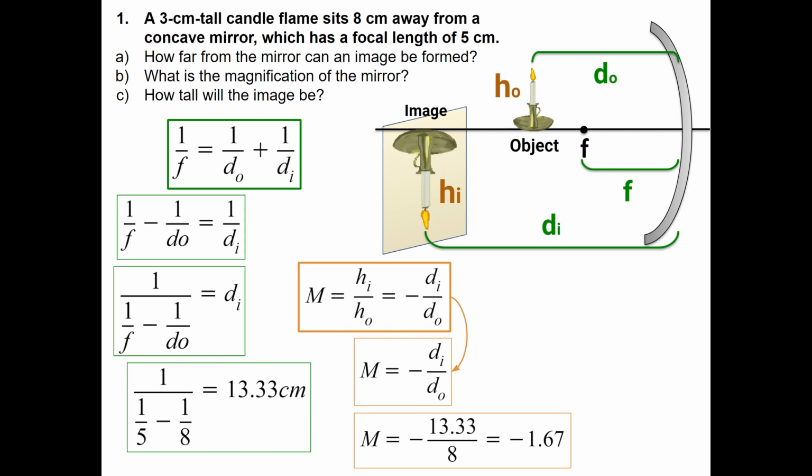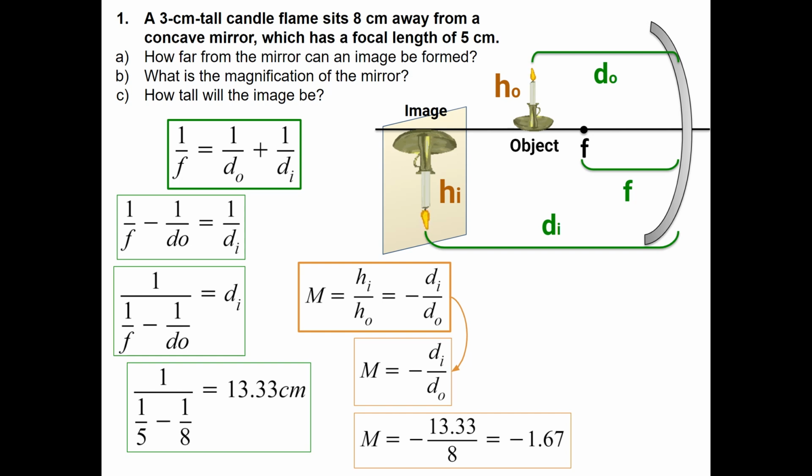And what does the negative mean? Well, the image got flipped upside down, so there's the meaning of negative. A negative magnification means your mirror is going to be flipping images. And the 1.67, well, that's a number that is greater than 1, and so that tells me that my images are going to be larger than my objects. If I got a number less than 1, that would mean I'm shrinking my image.